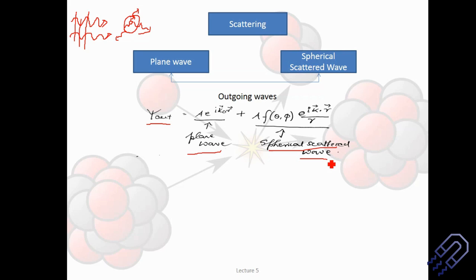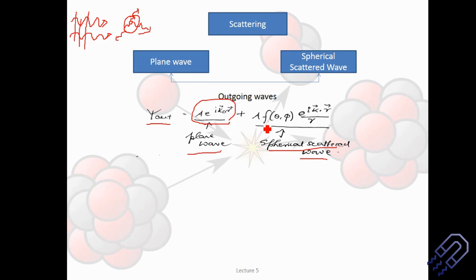Since we are not doing basic physics, we are into advanced physics, it's important to write them in the form of an equation. So a plane wave can be written in this form: e to the power i k dot r. I think this is very much quantum mechanics. I think you have already studied this.